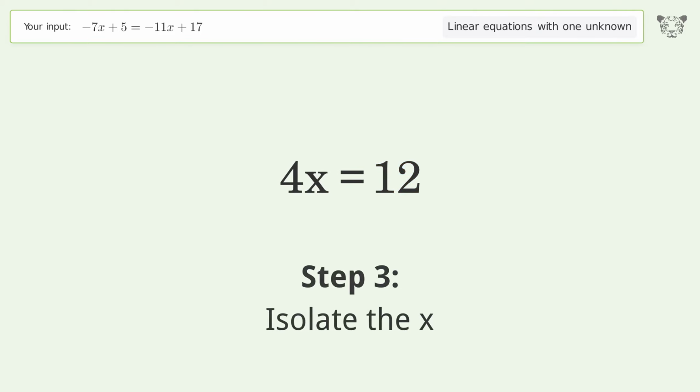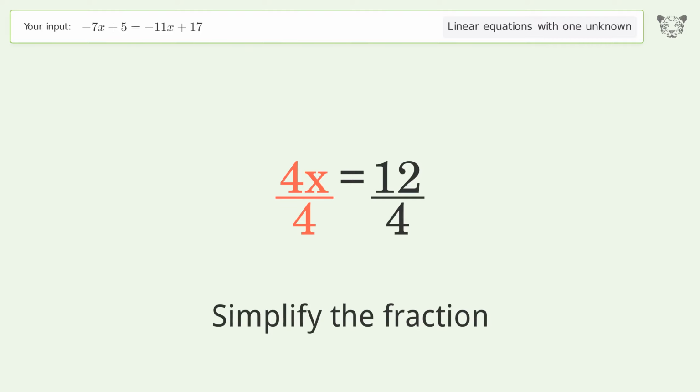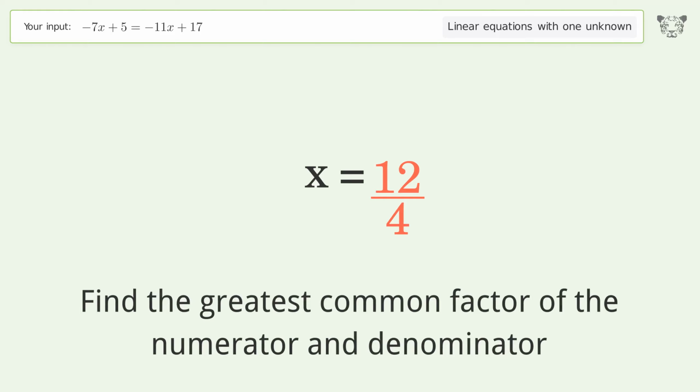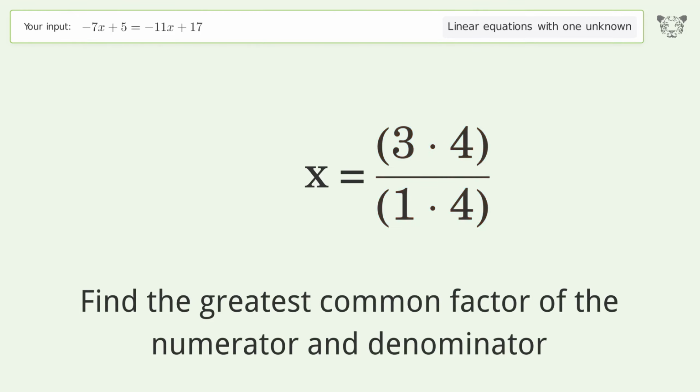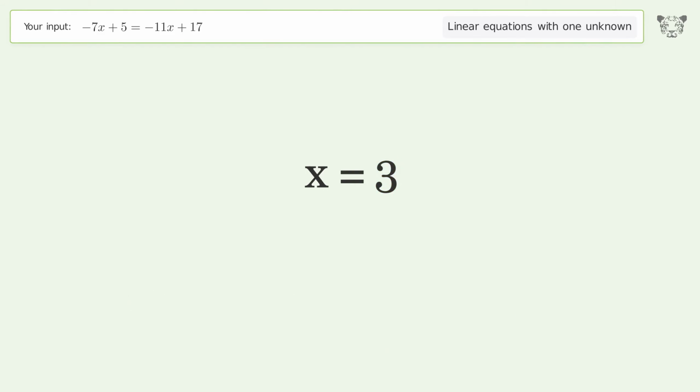Isolate the x. Divide both sides by 4. Simplify the fraction. Find the greatest common factor of the numerator and denominator. Factor out and cancel the greatest common factor. And so the final result is x equals 3.